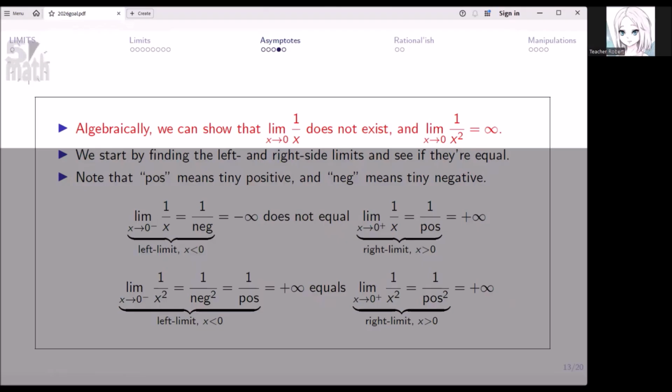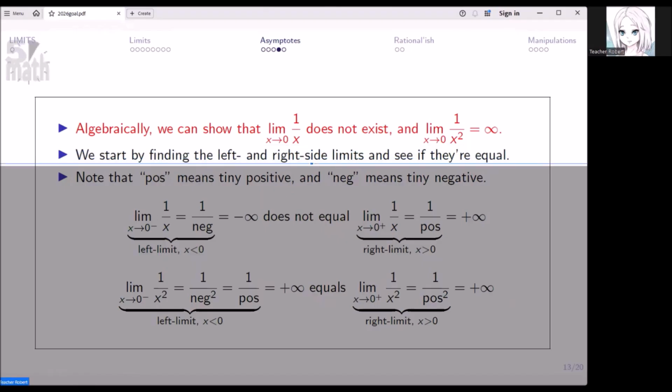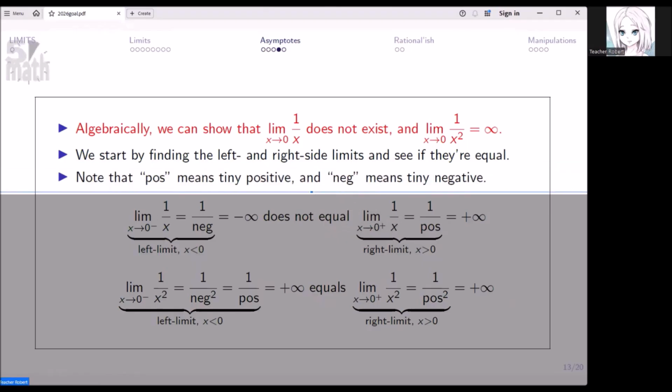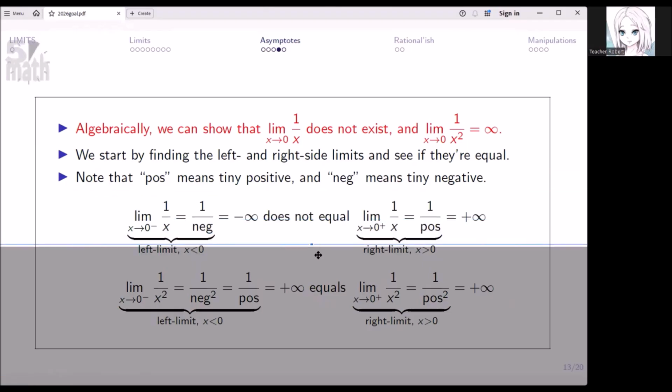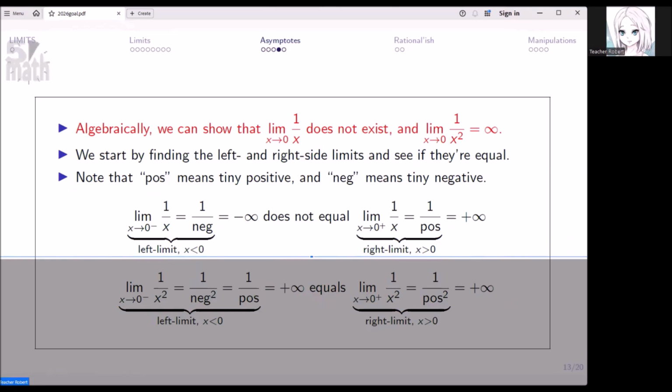Algebraically, we can show that limit as x approaches 0 of 1 over x does not exist, and limit as x approaches 0 of 1 over x squared equals infinity. We start by finding the left and right side limits and see if they're equal. Note that pos means tiny positive and neg means tiny negative. Limit as x approaches 0 from the negative of 1 over x equals 1 over neg equals minus infinity, does not equal limit as x approaches 0 from the positive of 1 over x equals 1 over pos equals positive infinity.